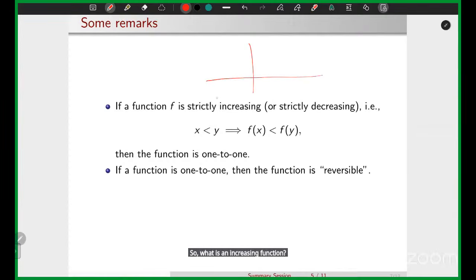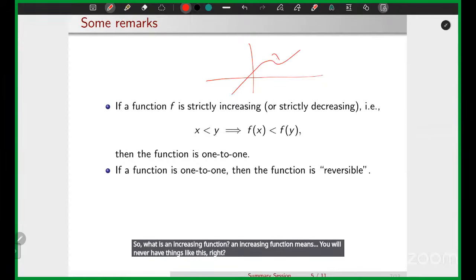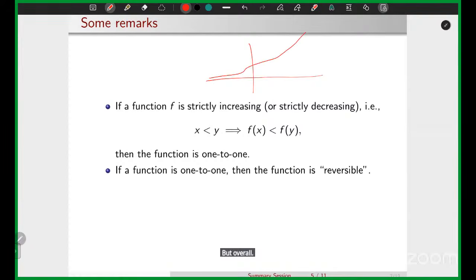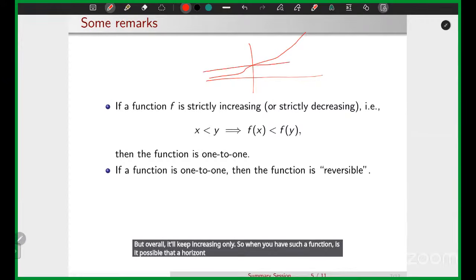An increasing function means you will never have things like this, right? So here it is decreasing. So such a thing will never happen. So you'll have something like this. Maybe at parts it will be slow, maybe at parts it will be fast. But overall, it'll keep increasing only. So when you have such a function, is it possible that a horizontal line intersects it 2 times?